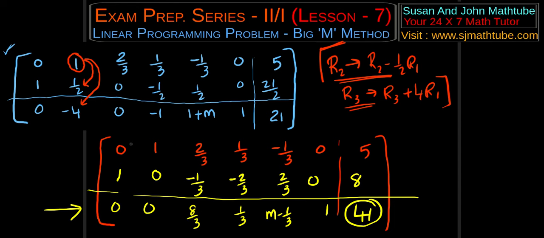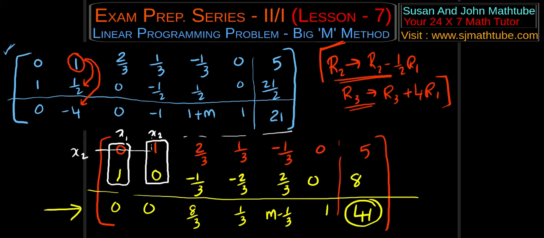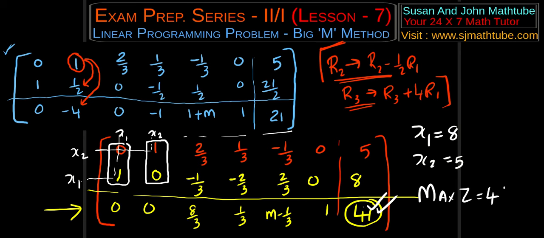Now I'm going to write x1, x2. No need to write the rest because I have already identified the identity columns, the columns of the identity matrix. Now I go down and to this side, so this will be x2. I go down and to this side, this will be x1. So the value of x1 is equal to 8, x2 is equal to 5, and the maximum value of z is equal to 41.